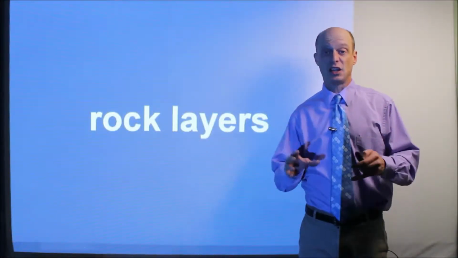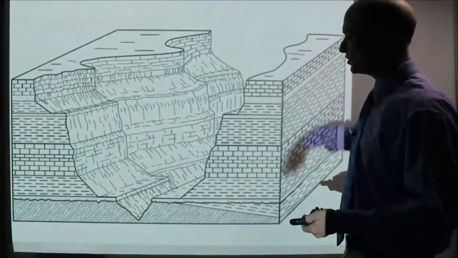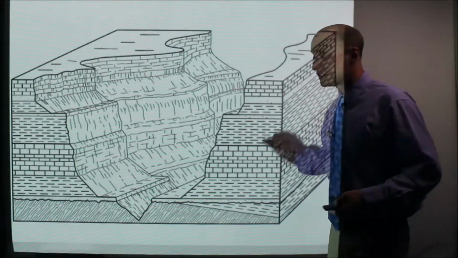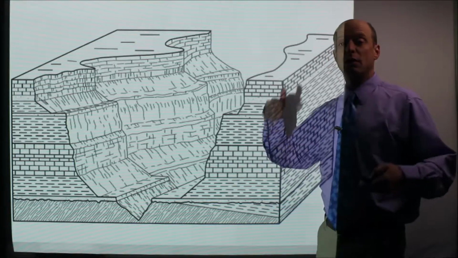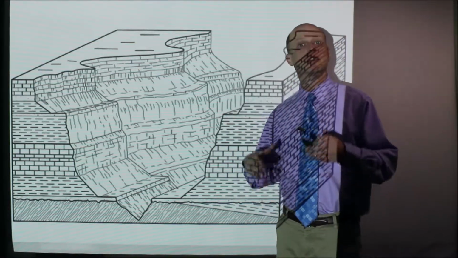Rock layers and geologic history. Here we go. So here we have a cross-section of the Grand Canyon, and this is all sedimentary rocks, and they used to be sediments deposited on the ocean floor. They were compacted and cemented to become rock.